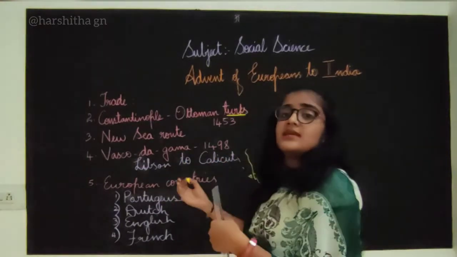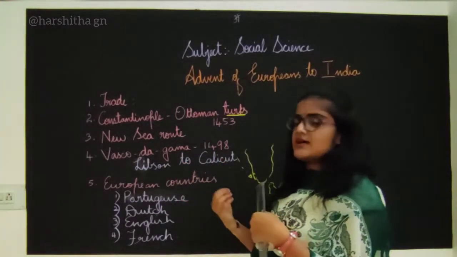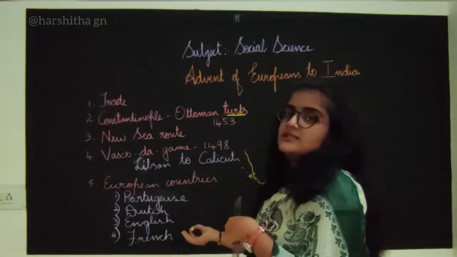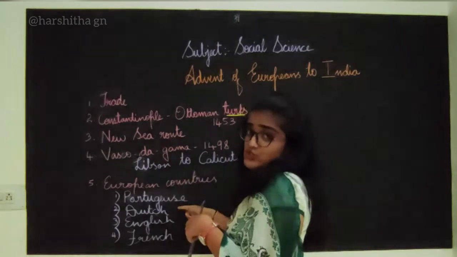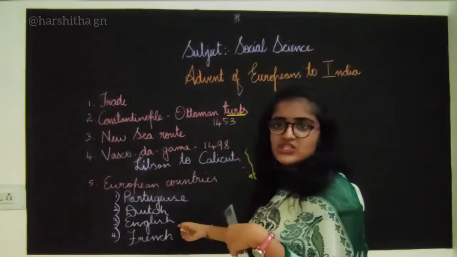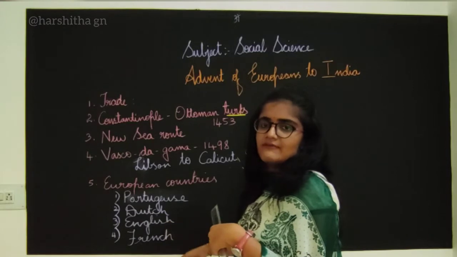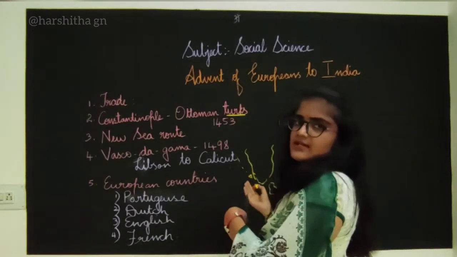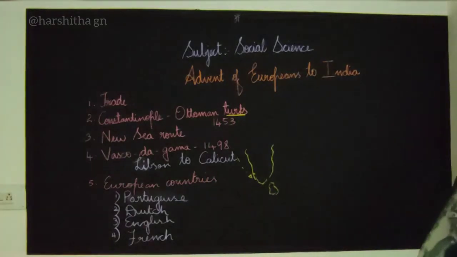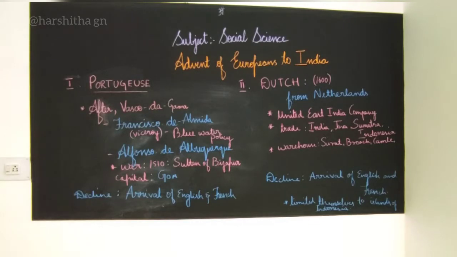After him, many other Europeans started to enter India. The other European countries are Portuguese, again Vasco da Gama is from Portugal, Dutch, French and English. So what happened after this we will study now. So now you have understood that the four European countries which came to India were Portuguese, Dutch, French and English.